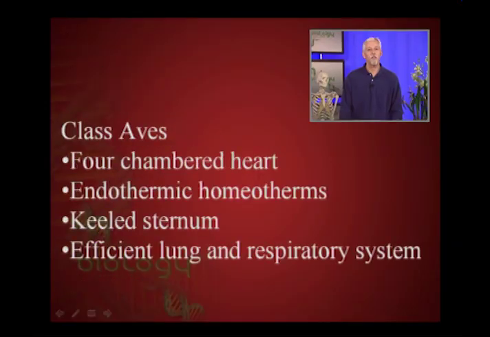And then we have the birds, Aves, class Aves. And Aves have a four-chambered heart, which allows them to be endothermic homeotherms, which basically means warm-blooded. They also have a sternum that extends forward for muscle attachment, which permits flight. And they have an extraordinarily efficient lung and respiratory system.